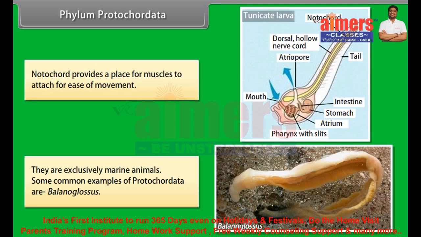They are exclusively marine animals. Some common examples of protochordata are Balanoglossus.